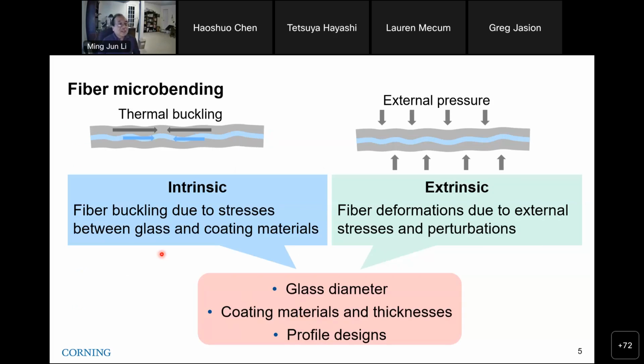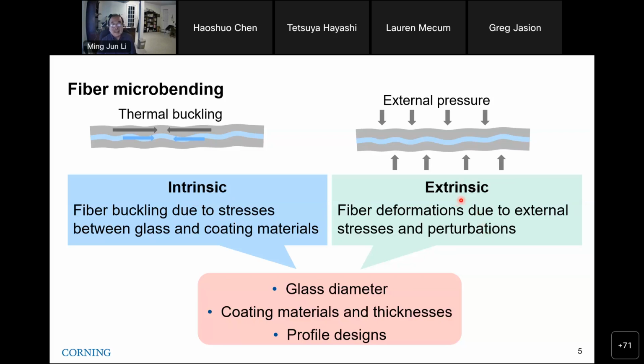Let's look at microbending first. We divide microbending into two categories. One we call intrinsic microbending. This is basically due to thermal buckling. When you make fiber, you have the glass and the coating, and they have different thermal expansion coefficients. If the stress is too high on the glass, the fiber can be buckled. This is not due to external forces, just due to the fiber structure itself. So we call this intrinsic microbending.